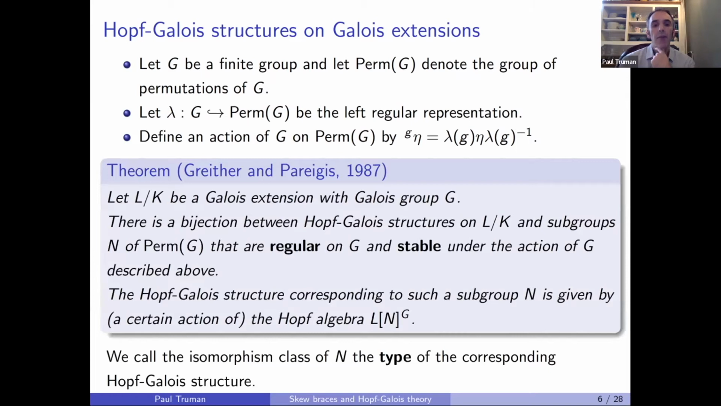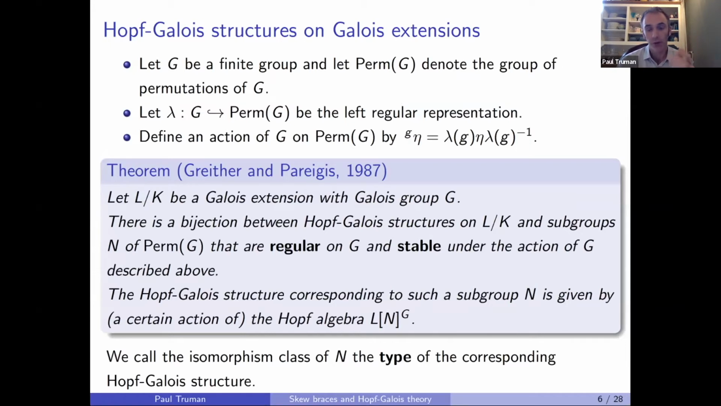And then it turns out that in order to enumerate the Hopf-Galois structures on my extension, what I ought to do is to try and enumerate the subgroups of Perm(G) that are regular on G and stable under this action. So another language would be to say normalized by lambda of G, normalized by the image of the left regular representation. So this theorem of Greither and Pareigis tells you that there's a bijection between those subgroups and these Hopf-Galois structures that you want. And more than that, you can build the Hopf algebra that's acting.